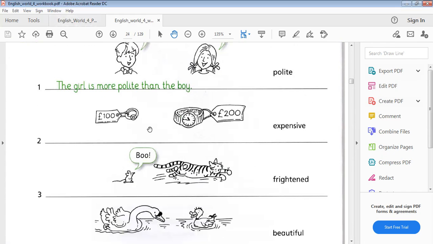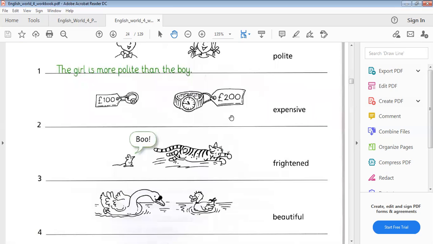Let's come here. This is a watch. This one is a ring. So you say, which one is more expensive? I gave you the word expensive. In the exam, I will give you the word expensive and I will say which one is more expensive. This is 200, this is 100. Which one? The watch is more expensive. You see, we just use the words we have.